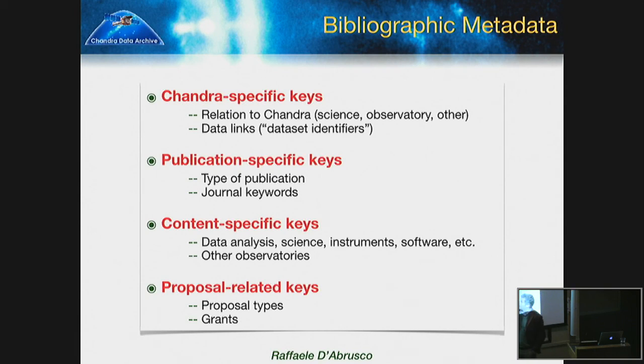And there are other kinds of connections. The data links are one of the most important things. If you're using ObsIDs, Chandra observation IDs, you should tell us. It would be very kind of you to tell us what ObsIDs you use, so we can make the link work very easily. This is not the case by far. Of course, there are publication-specific keys, like the type of publication, refereed, proceedings, poster, or else, and the journal keywords. And there are context-specific keys, which have to do with how the data were analyzed, the kind of data, the science, the instruments, whether these data were used in connection with other data produced by other observatories, and of course, the type of proposal and the grants, which are all useful information.